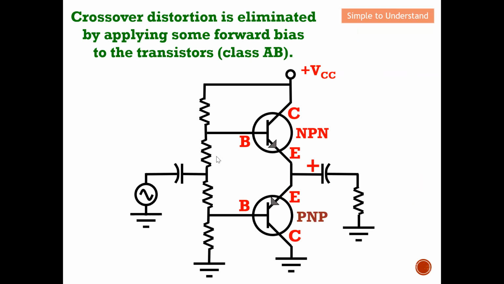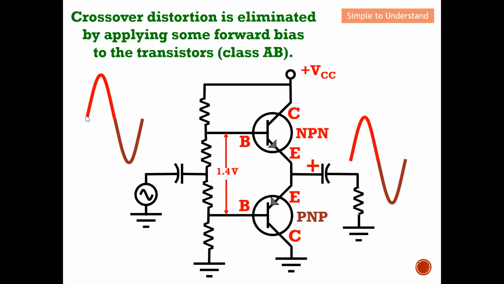For this class AB, you can see that we design this resistor in order to have 0.7 volt on the VBE, which means that this transistor is always on. If the input is from 0 to 0.7, I don't need the signal to be more than 0.7, because the transistor will already be on. Because of this, I am able to resolve the crossover issue.